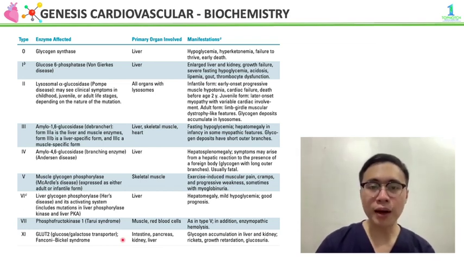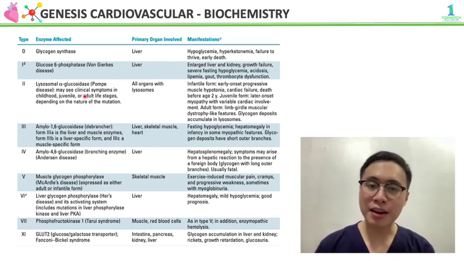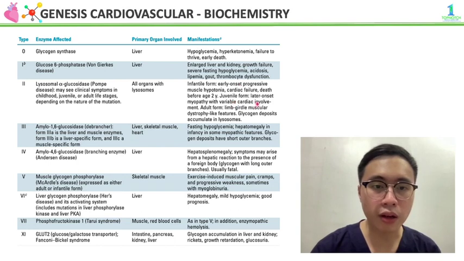Among all of them, I'd like to emphasize glycogen storage disease type 2, which is called Pompe. The way to remember it is Pompe, pump. So it has a characteristic cardiac manifestation. You can develop cardiac failure.